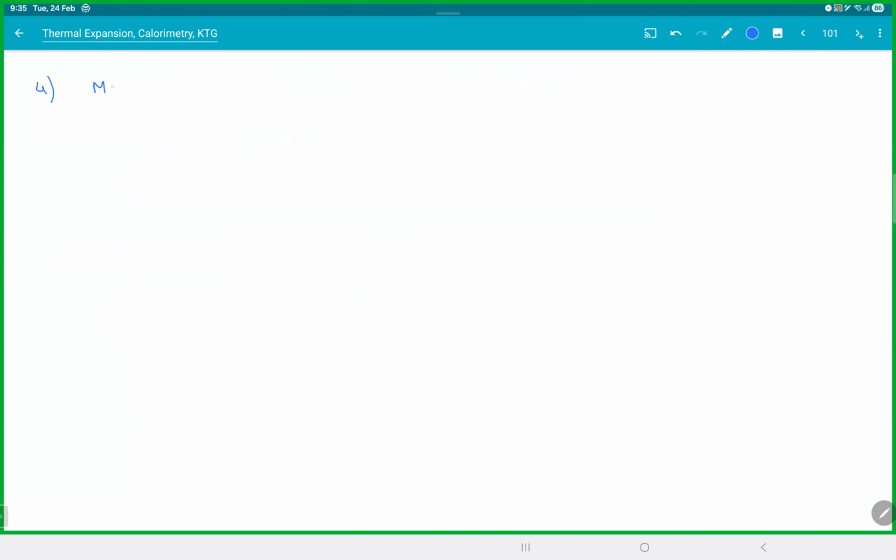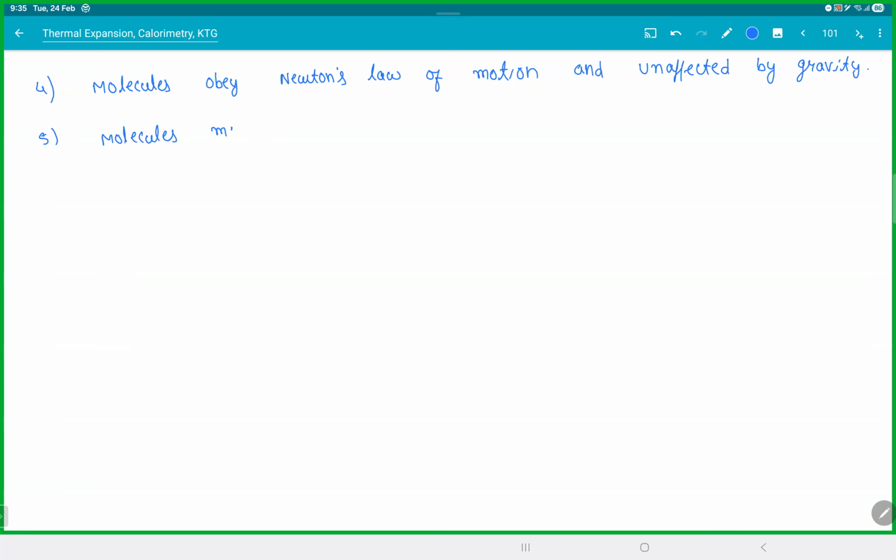Molecules obey Newton's laws of motion and are unaffected by gravity. Molecules move in straight lines. The time interval between collisions is negligible. So the reason they change direction is because of collisions.